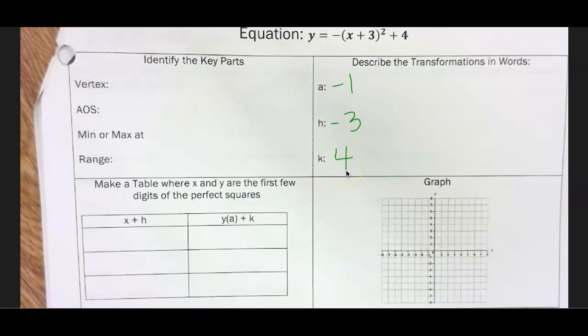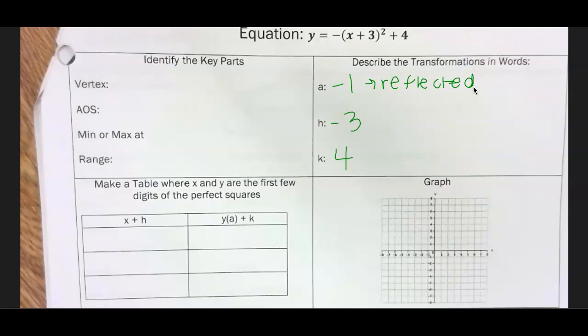So it says not only to find A, H and K, but describe A, H and K. So what does a -1 do to my graph? -1's going to take it from, what's it going to do? It goes from this to, it reflects it. So this is a reflected graph, which means it opens down.